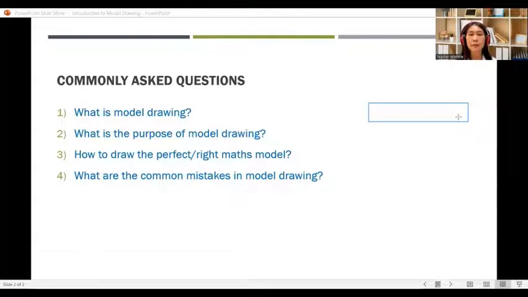So basically the purpose of drawing a maths model is to represent all the information in your word problem visually. So I can see at one glance what parameters are given and what parameters I need to find. This is very important because humans are able to see things better visually.